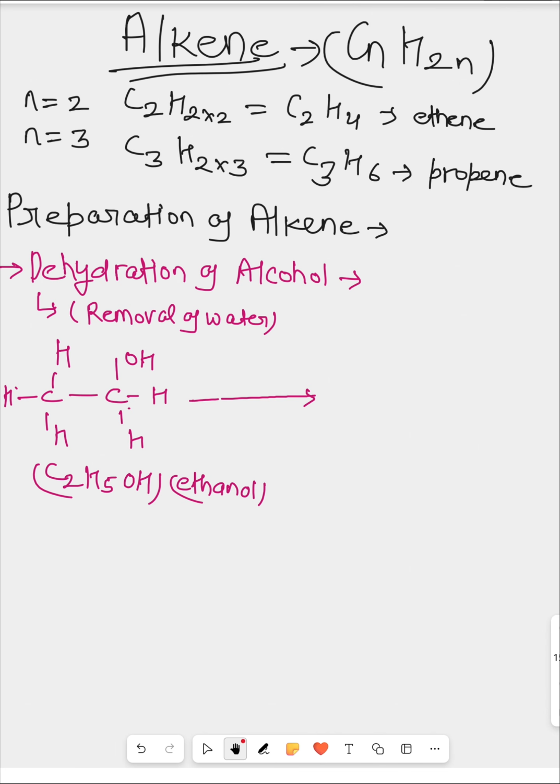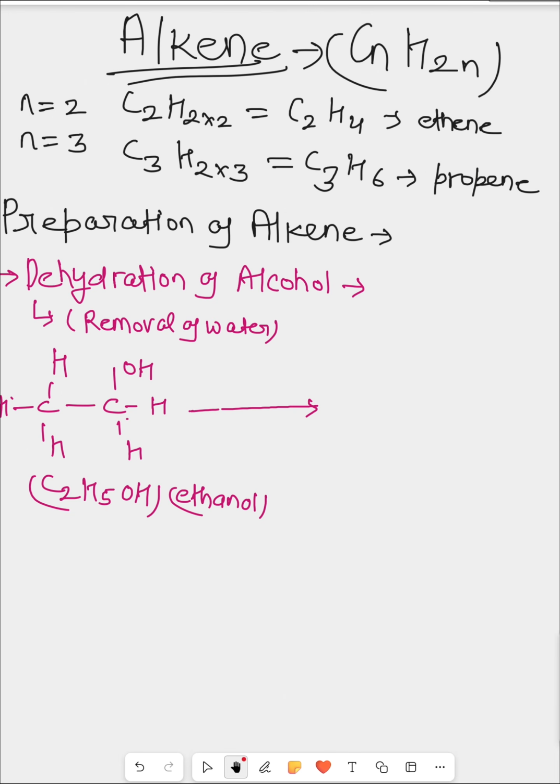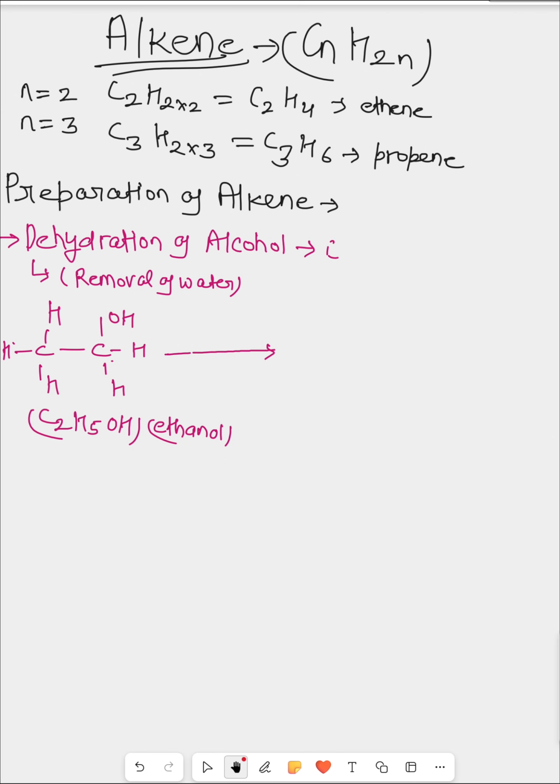Now let's see. Generally for dehydration, concentrated H2SO4 is one of the most powerful dehydrating agents. That means it removes water from substances easily. What you are going to use here is concentrated H2SO4, which acts as a dehydrating agent and is really powerful.